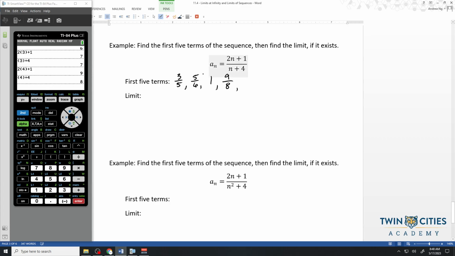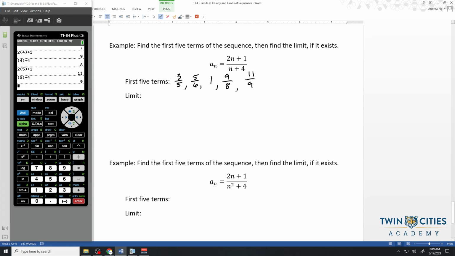Lastly, my fifth term, because it's only asked me for the first 5 terms, this would be 2 times 5 plus 1. So it would be 11 over 5 plus 4, 11 over 9.